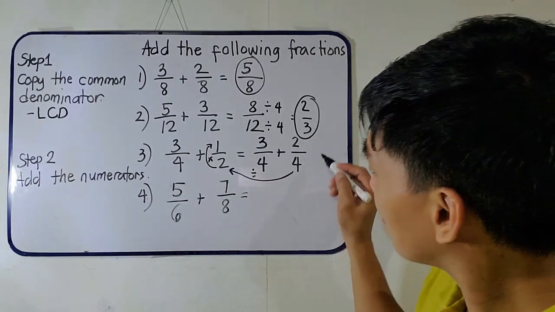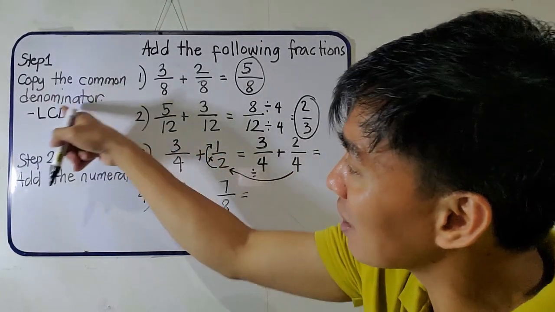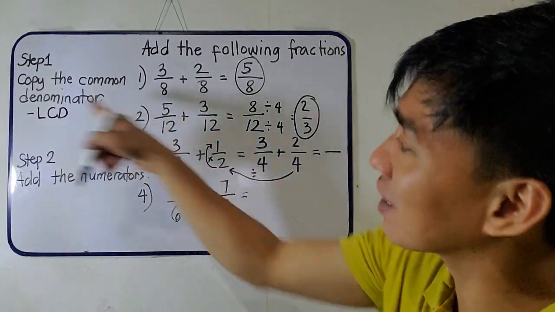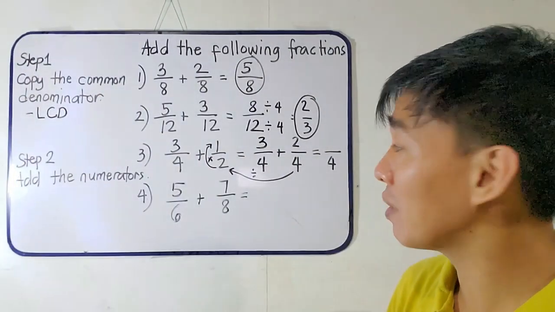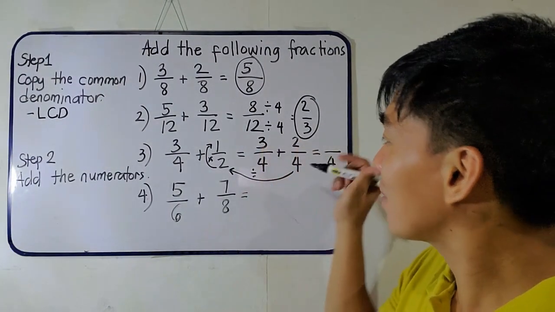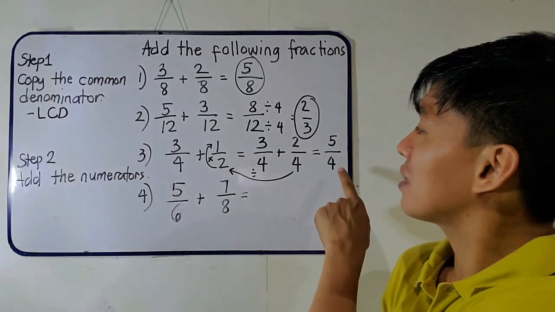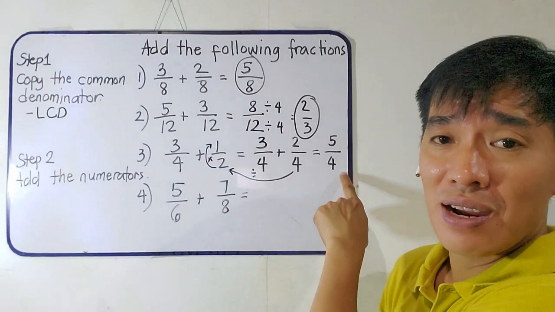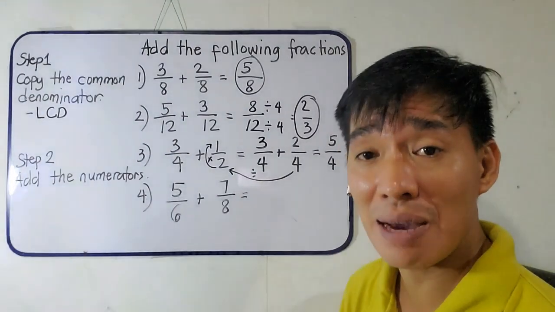So this time we already have a common denominator. So copy the common denominator. We will go back to step number 1, which is equal to 4. After that one, then add the numerators, which is equal to 5. Now, if you notice, our fraction here is improper because the numerator is greater than the denominator.